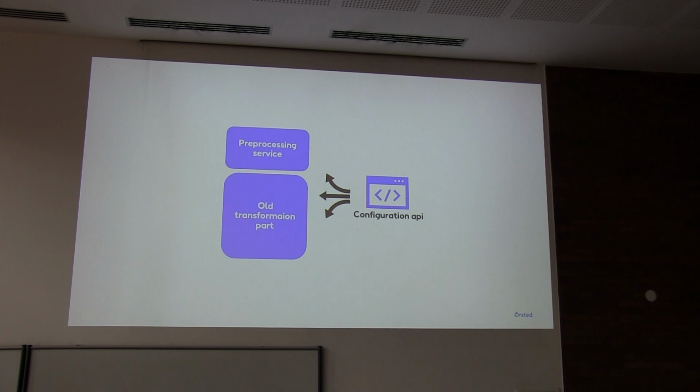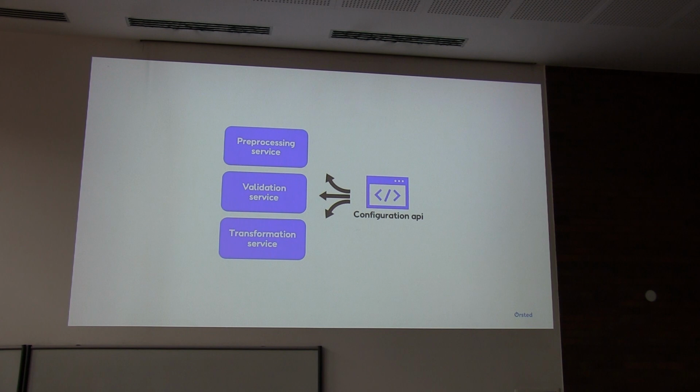We split it into a preprocessing service and left the remaining stuff as it was. The preprocessing service was another API application which was taking and running the first parts, which were not related to transformation. We may call it the extract part of ETL. Then we added validation. We hadn't had it in one place. We moved everything there, extracted it out, and then left the transformation service, which we made as a service too.